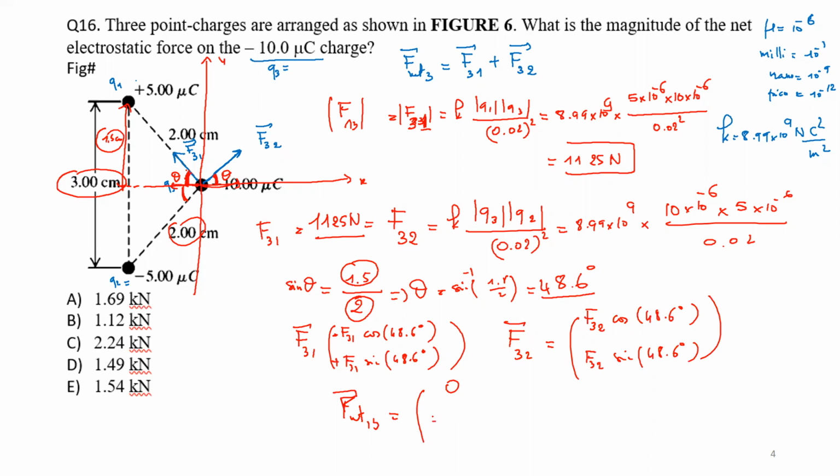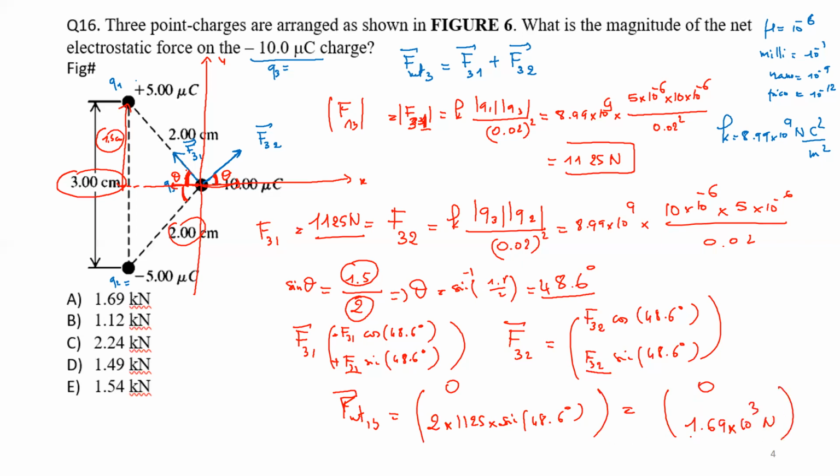Now along Y, you will have 2 times, because F31 is equal to F32. So 2 times 1,125 Newton sine 48.6 degrees. Okay. So this will give you 0, of course, along X. The net force is 0 along X, and along Y, you will have what? 1.69 times 10 to the power 3 Newton.